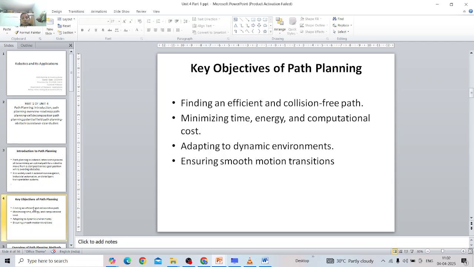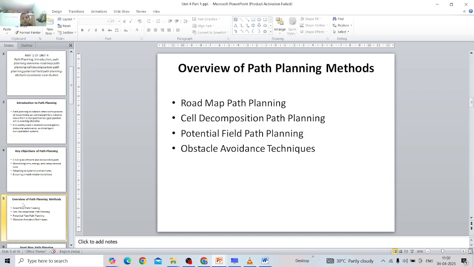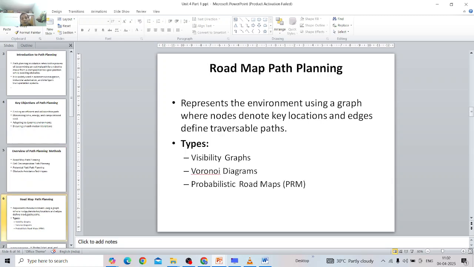Now, let us see the key objectives of path planning. The various key objectives are: the first one is finding an efficient and collision-free path, minimizing time, energy, and computational cost, adapting to dynamic environment, ensuring smooth motion transitions. Now, we will see the overview of path planning methods. The overview of path planning methods are roadmap path planning, cell decomposition path planning, potential field path planning, and obstacle avoidance techniques. First, we will see the first method, roadmap path planning.